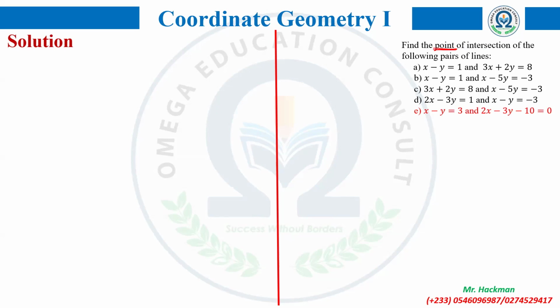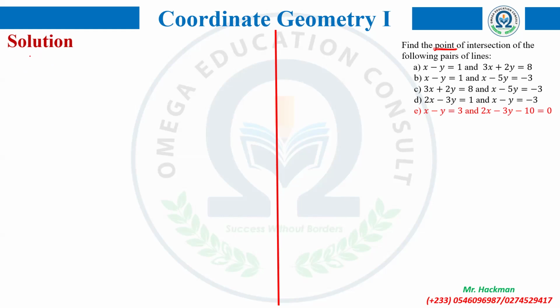So don't conclude by saying therefore x is equal to this, y is equal to that. Take note. Your answer must be in the point form because we're asked to find a point. Only there is a point of intersection. Take note. So this is what we are going to do.